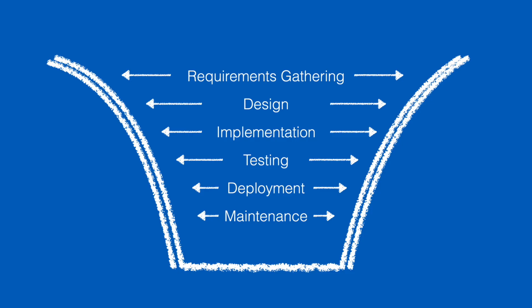The Waterfall Lifecycle consists of 6 involved phases. In the upper half, the big 3 are requirements gathering, design, and implementation. In the lower half, the big 3 are testing, deployment, and maintenance.